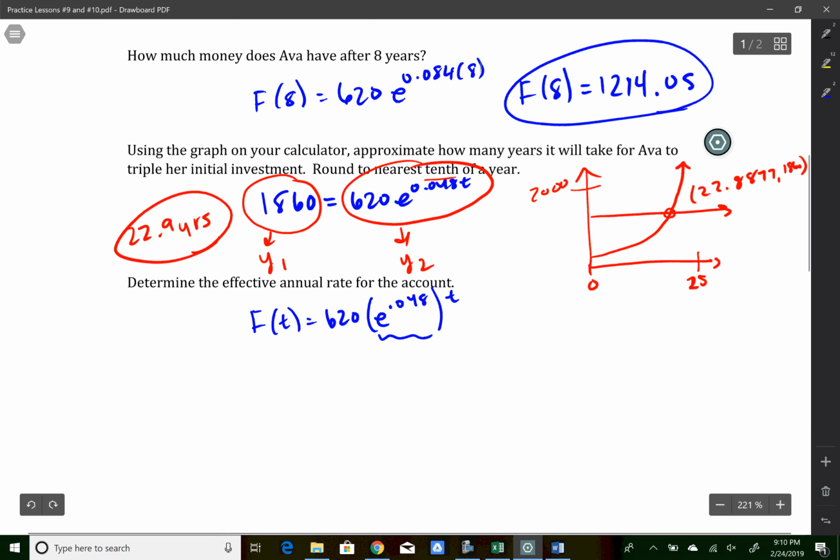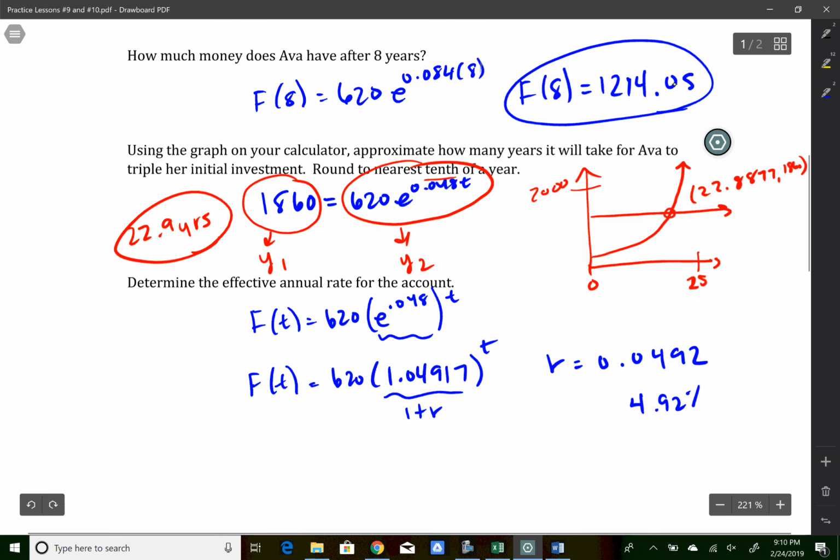So then if I plug that into our calculator, so if I go e to the 0.048, I get f of t, which is equal to 620 times 1.04917 all to the t. And remember, this is 1 plus r, so subtract 1. So my rate is 0.0492 or 4.92%.